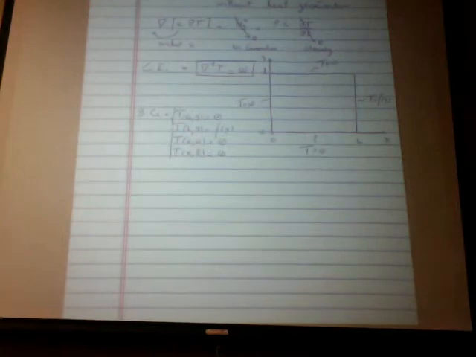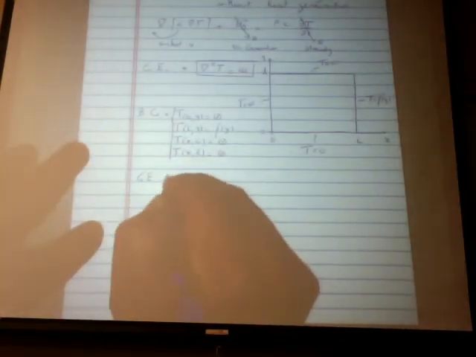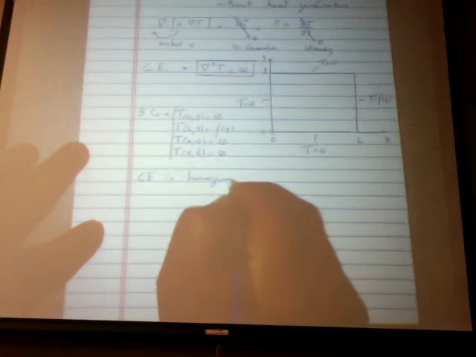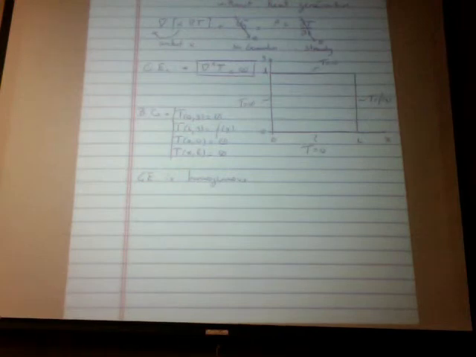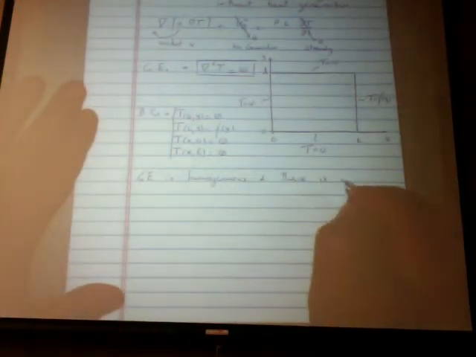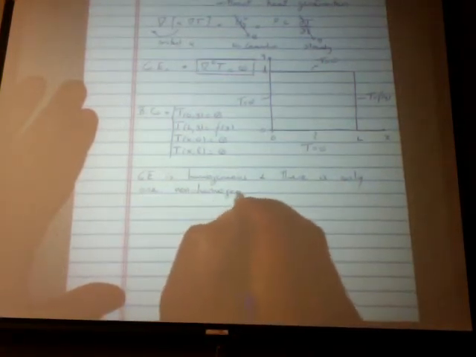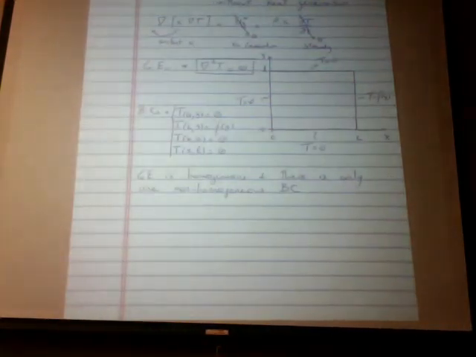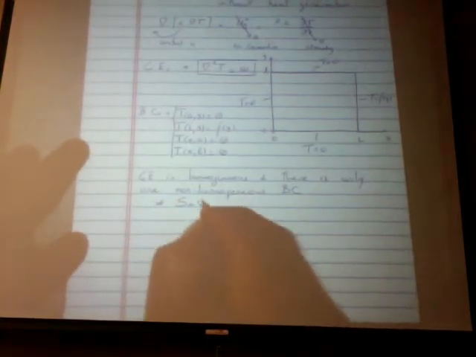All right, so now we have governing equation and boundary conditions. Notice that the governing equation is homogeneous, and that's pretty much because there's no generation. If there was any generation, then the governing equation would be non-homogeneous. And there is only one non-homogeneous BC, this one, the second one there. Therefore, SOV applies.